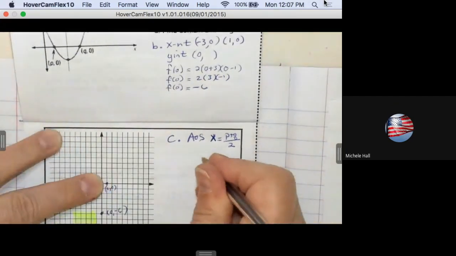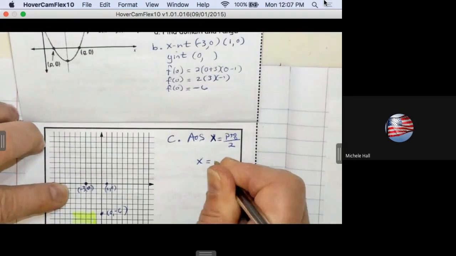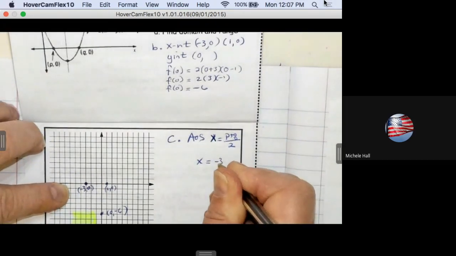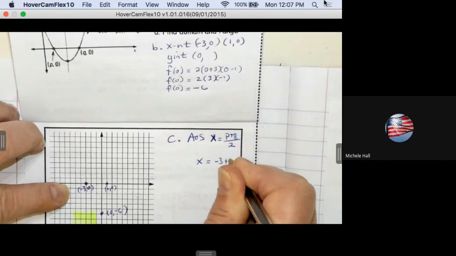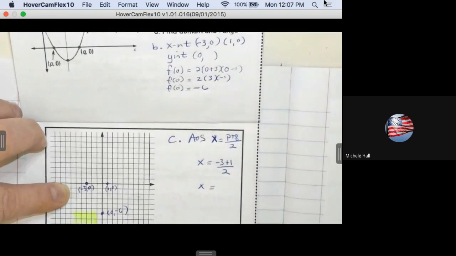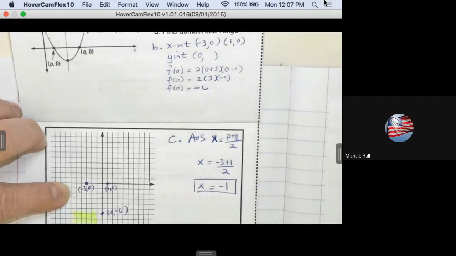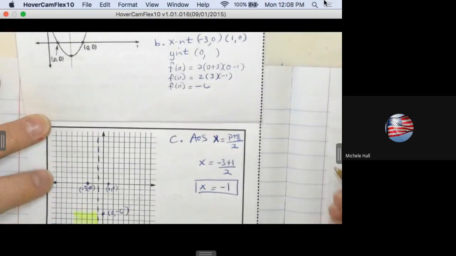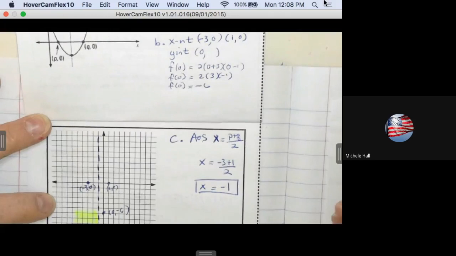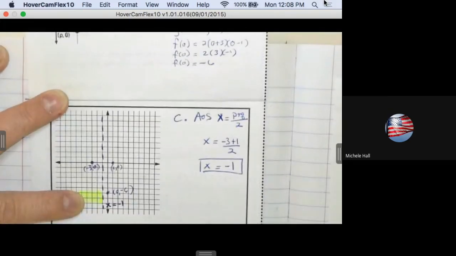So we have x equals negative 3 plus 1 divided by 2. Negative 2 divided by 2 is negative 1. So my AOS is at negative 1. All right, so there's my AOS, and I label it. X equals negative 1. And I just need my vertex.